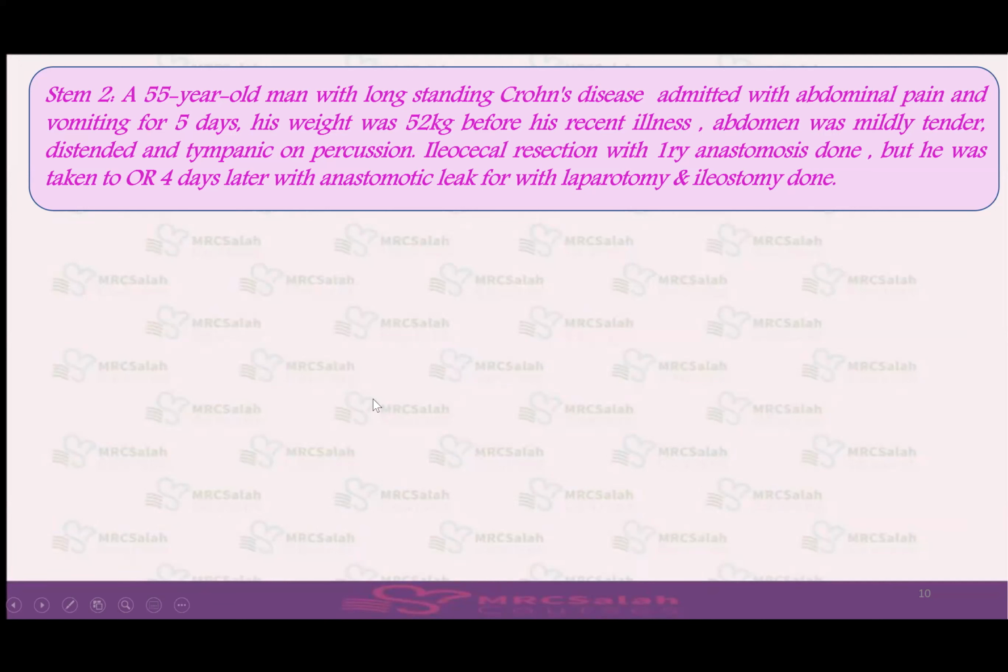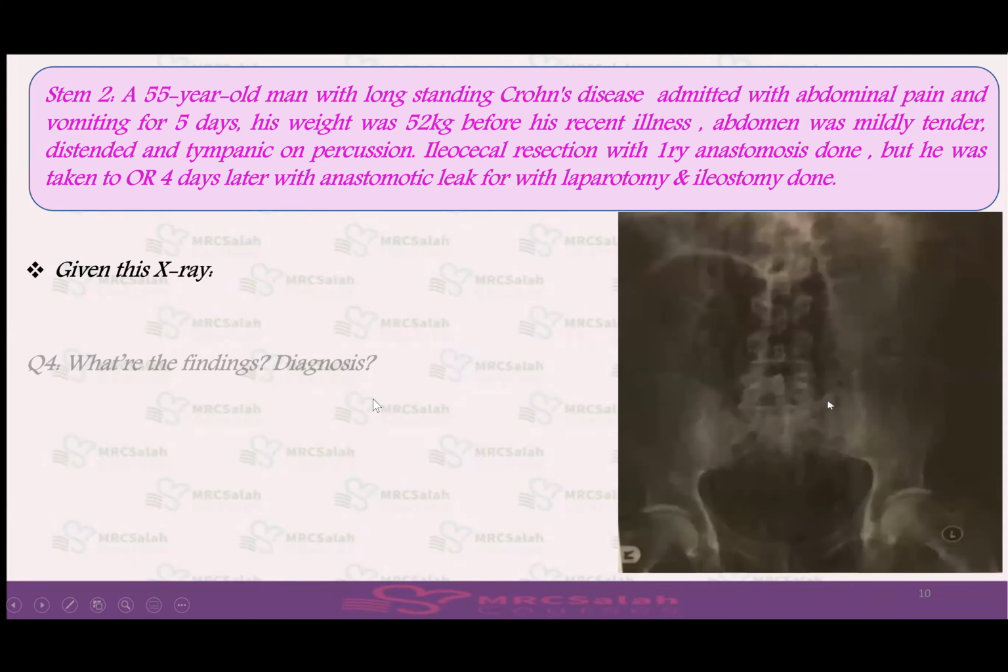Given this X-ray, what are the findings or what could be the diagnosis for this patient? I must say it's a difficult X-ray to read, but I think the bowels are dilated. Which part of the bowel would you recognize? Probably the small bowel. So what could be the diagnosis here? Probably a stricture, given the history of Crohn's. Yes, or a small bowel obstruction, mostly due to stricture due to Crohn's. Excellent. And here, these dilated loops are jejunal loops, small bowel.